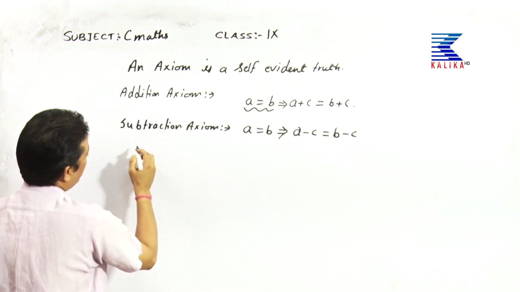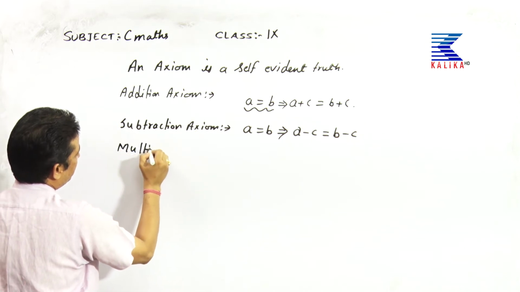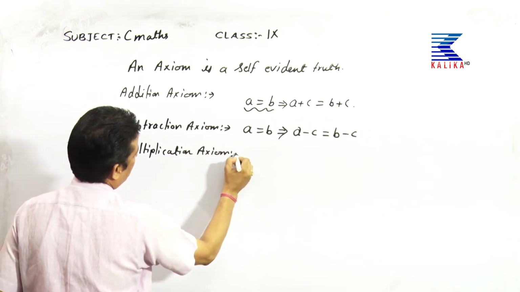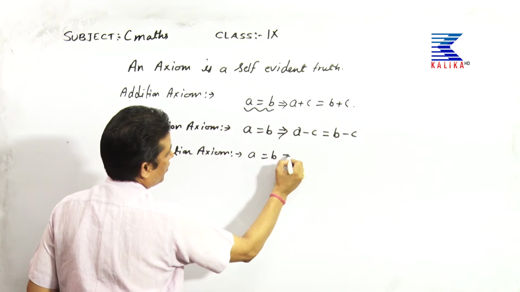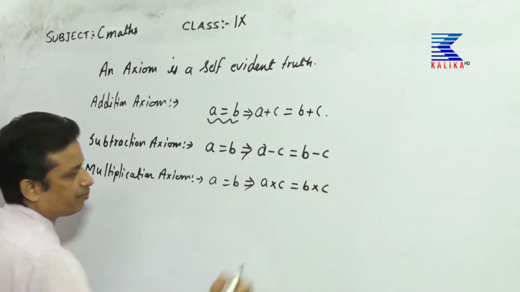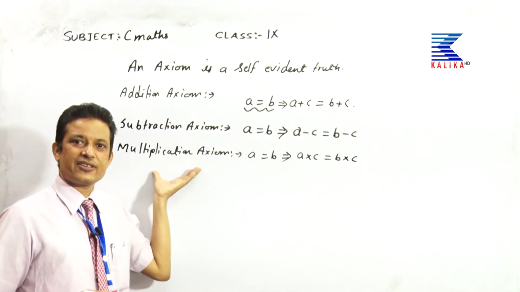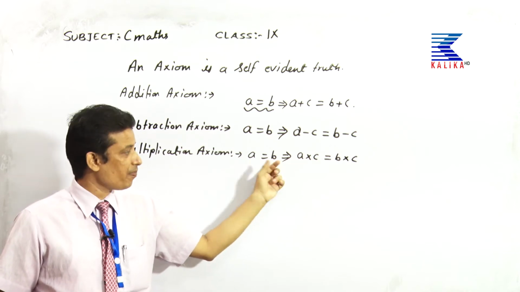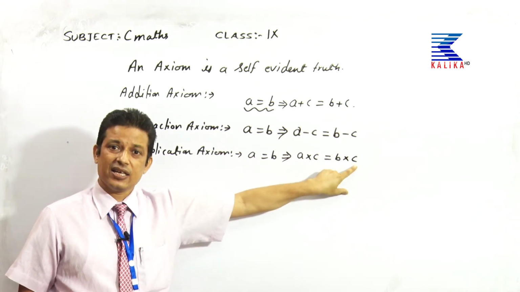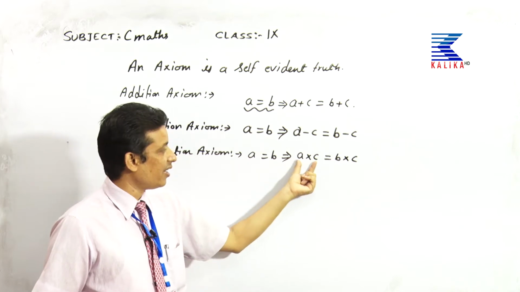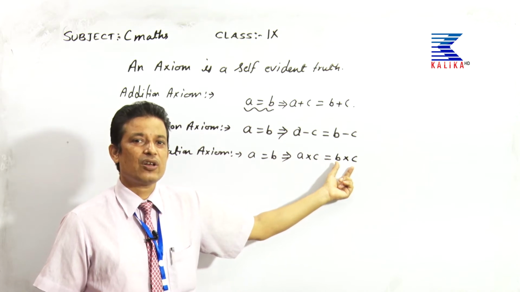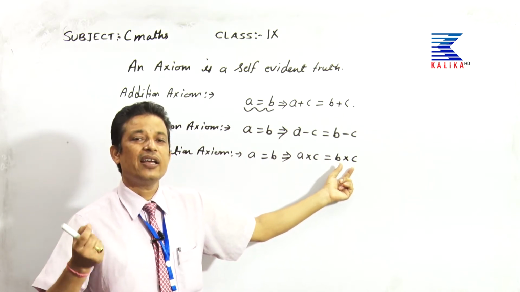Similarly, next you can see the multiplication axiom. If A is equal to B, it implies A times C is equal to B times C. Here multiplication axiom means A and B are two equal quantities, A is multiplied by C, and B is multiplied by C. It means if A and B are equal, then A times C should be equal to B times C, because two equal quantities are multiplied by an equal quantity.